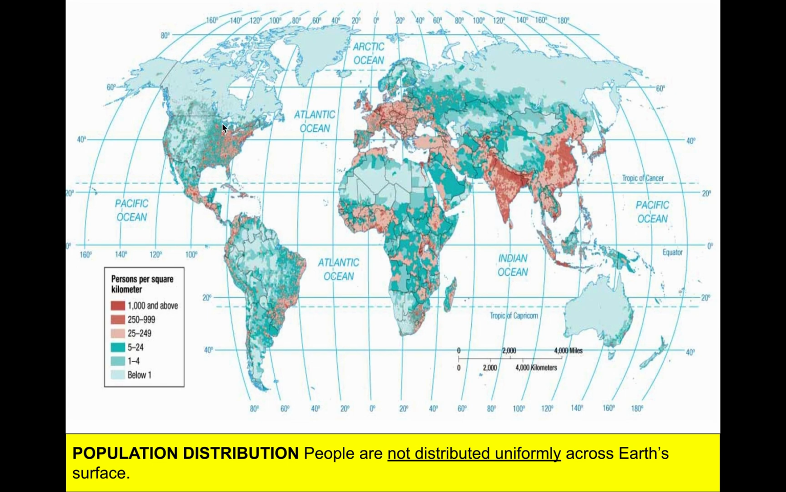And then we can look at North America. We can see that we have two clusters, the largest concentration in the Northeast and a smaller concentration in the Southwest.